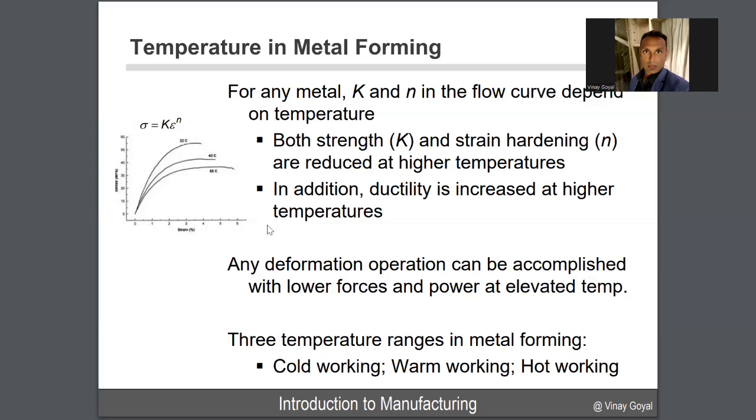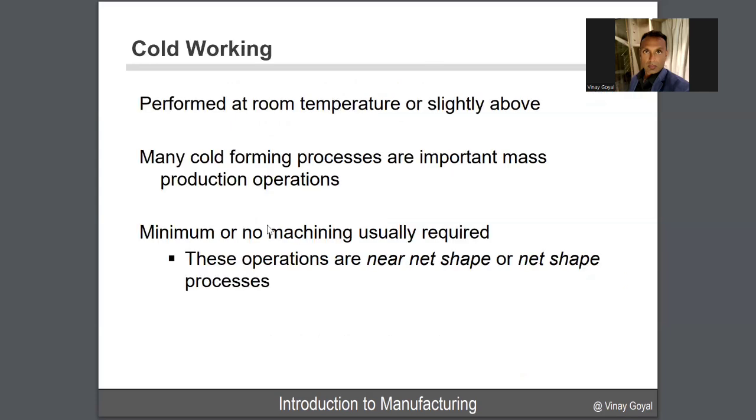Three temperature ranges in metal forming are cold working, warm working, and hot working. So there are three ranges we look at typically. In cold working, we're performing these operations at room temperature or slightly above. Many cold forming operations are important mass production operations because we can make parts fairly quickly. The beautiful thing about this cold working process is that the parts that come out are near net shape with very little machining required and very little waste generated.